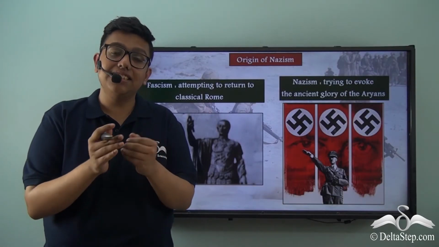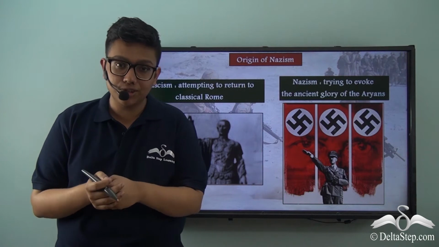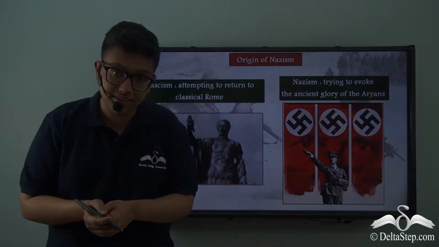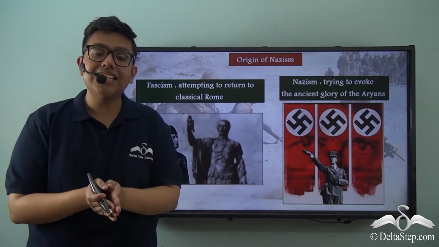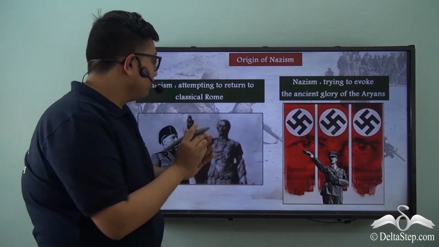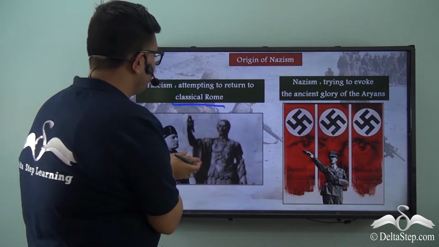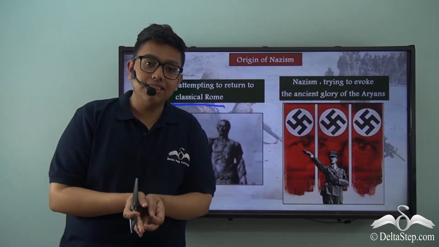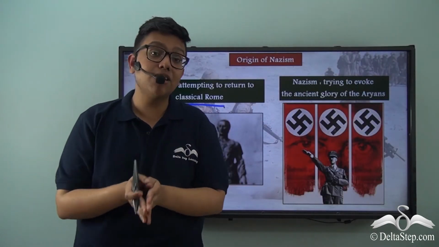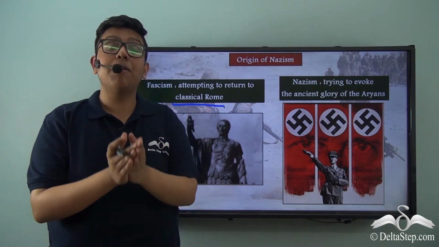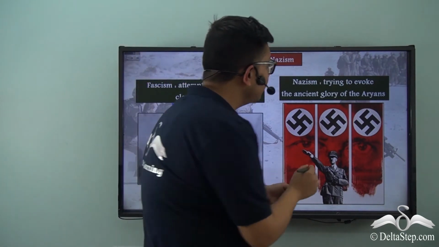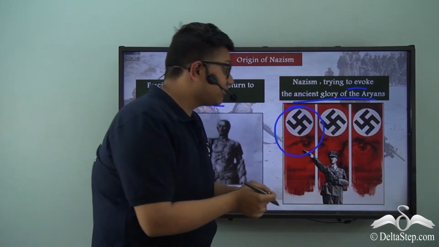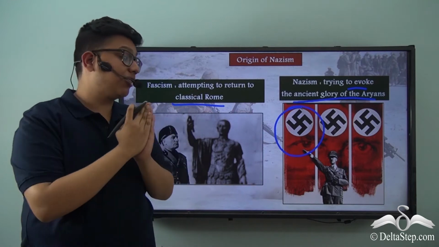Similarly, the word Nazi itself has become a bad adjective of sorts, meaning any person who is too extreme in their means and methods. So what we have realized thus is that just like the fascists in Italy were using the idea of classical Rome and were attempting to return to the idea of classical Rome, similarly the Nazis, using symbols of ancient Aryans and also the idea and concept of a master race, were actually attempting to evoke the ancient glory of the Aryans. And that is an ideological similarity between the two ideologies as well.